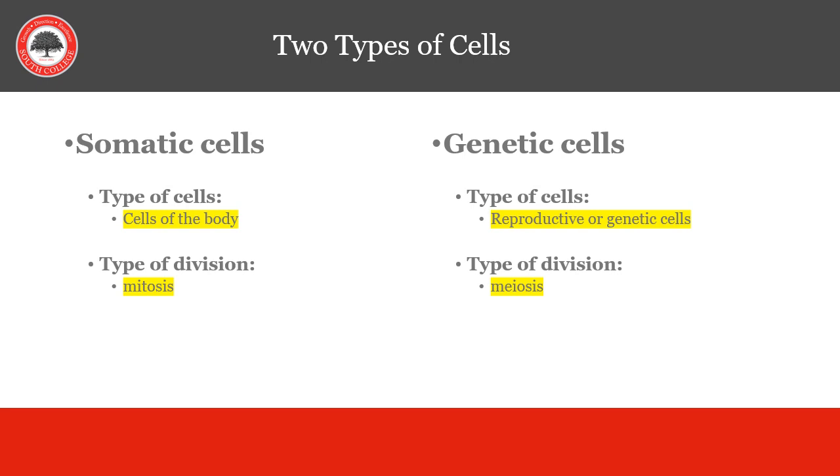When we look at the difference between these two types of cells, an example would be a sperm cell or an egg for genetic cells, and all other cells in the body would be considered somatic. So an example of a somatic cell would be a red blood cell, a white blood cell, nerve cell, skin cell, any type of cell you can imagine, a muscle cell, anything like that. So somatic cells are anything in the body, genetic cells are reproductive or genetic.